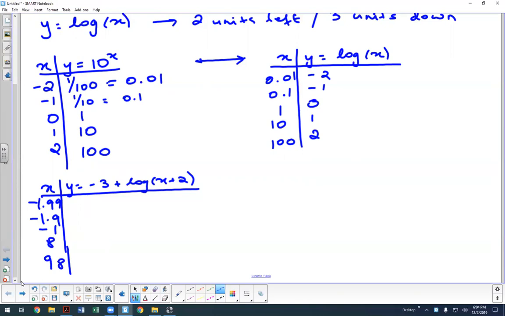Okay. From all of the y values, we're going to subtract 3 because remember, our graph is also moving down by 3 units. So that's going to be negative 2 minus 3, which is negative 5. Negative 1 minus 3, negative 4. 0 minus 3 is negative 3. 1 minus 3 will be negative 2. And then, of course, 2 minus 3 will be negative 1.